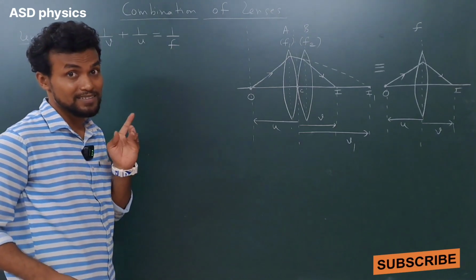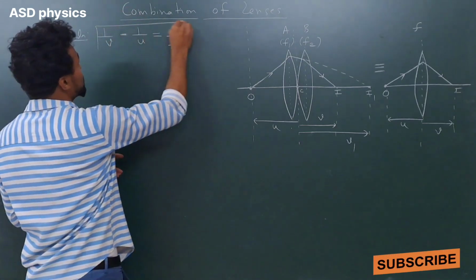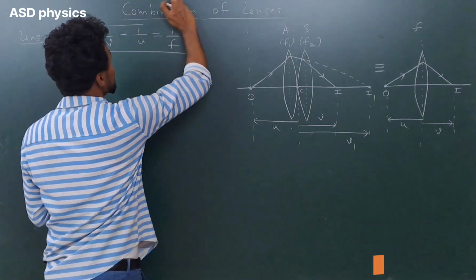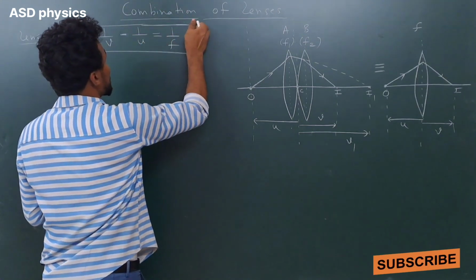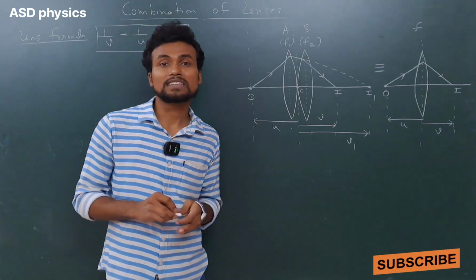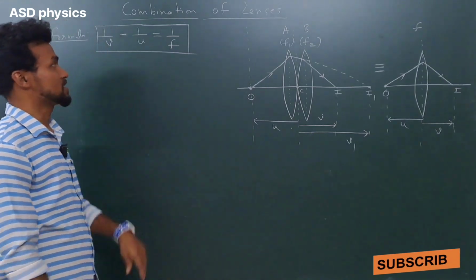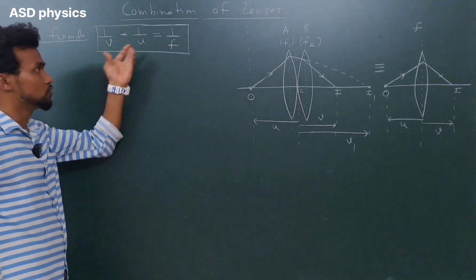Correct? Yes. So here there is a minus sign: 1 by V minus 1 by U is equal to 1 by F. If you want to learn the derivation of this formula also, you can click on the I button and you will get the video of this derivation. Okay, so we are going to use this one here.